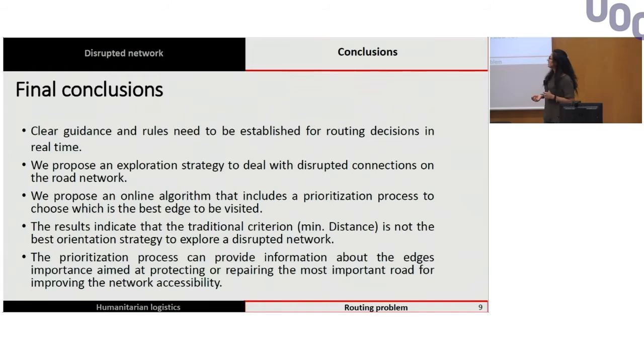We need clear guidance about the rules for routing vehicles such as automated vehicles. We need to provide strategies able to prioritize some particular points and some particular connections. And the objective is to maximize the accessibility or the coverage of the operation, while minimizing the resources that we are spending. Also, we want to collect and provide information in order to coordinate different humanitarian aid operations.